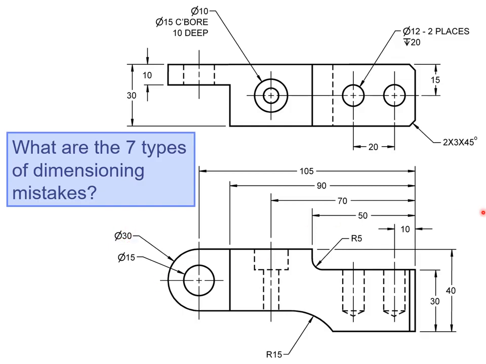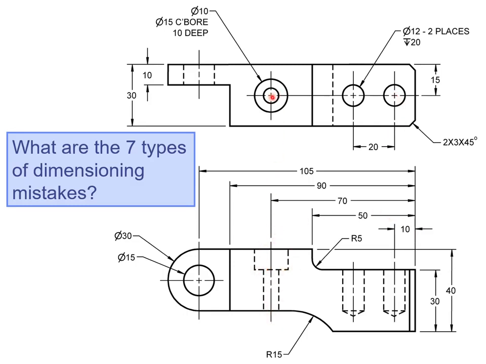Another mistake we see here is this dimension of 10. Remember, we are not allowed to dimension hidden features. We can place the 10 up here, and that'll give us the center axis of the hole. Once again, we are not allowed to dimension to a hidden feature.